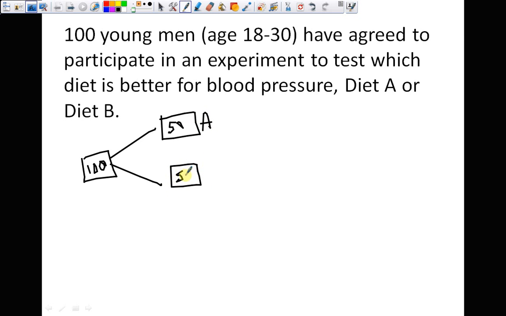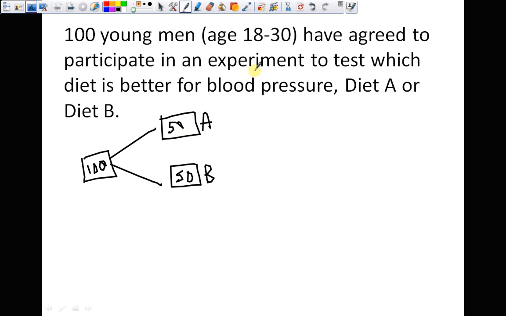Now, a lot of people confuse this with a simple random sample. A simple random sample is dealing with an observational study. In other words, you're dealing with some type of population, and you're taking a random sample from that population. In an experiment, we're randomly allocating into treatment groups. So these are our two treatments. They're either going to take diet A or diet B, and we're imposing that treatment.